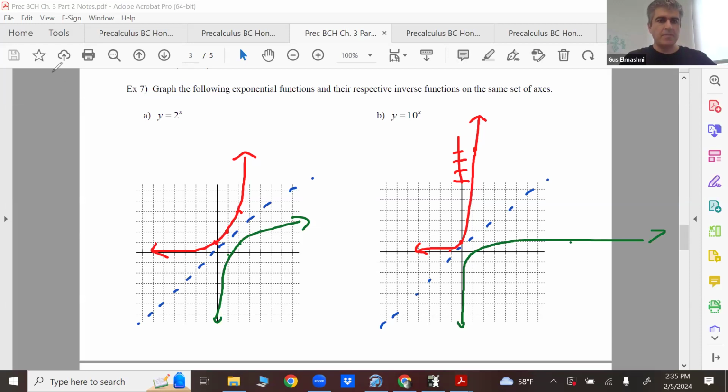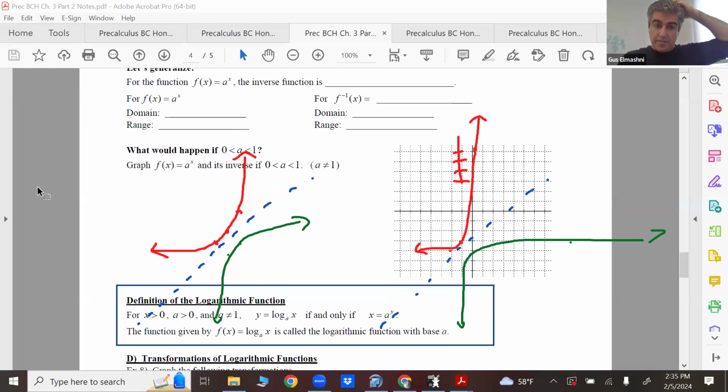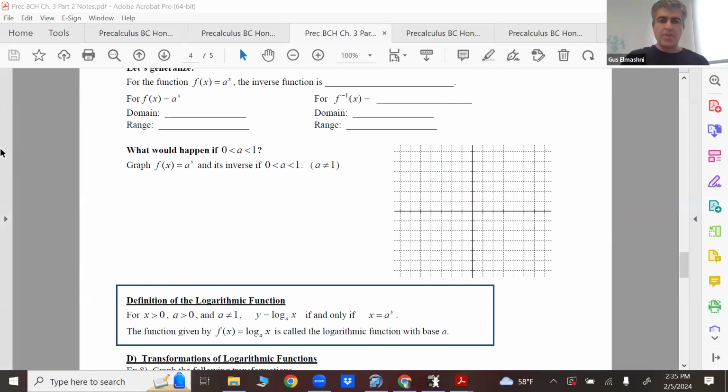Okay. So let's generalize here. We have a to the x. The inverse function is log base a of x. For a to the x, the domain is obviously all real numbers. The range is from 0 to infinity. And it's reversed for this, right? Again, it's log base a of x, with domain from 0 to infinity.